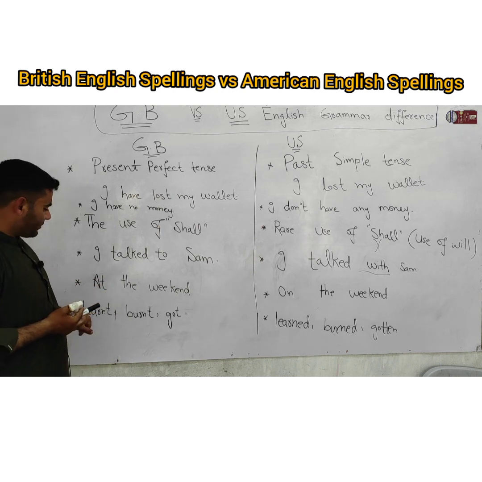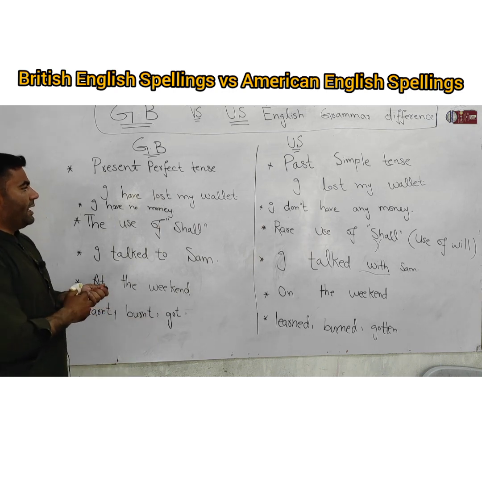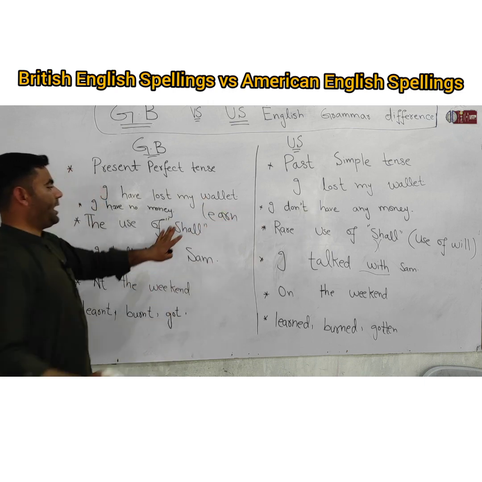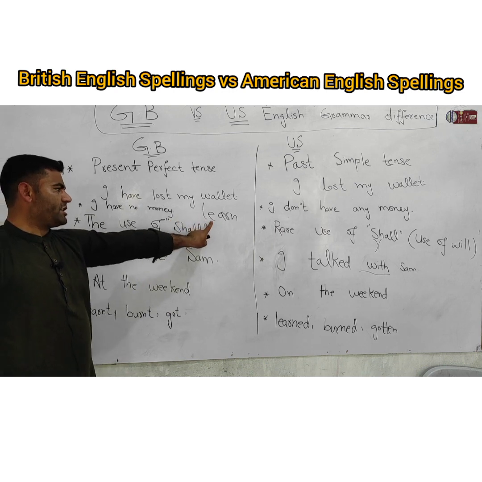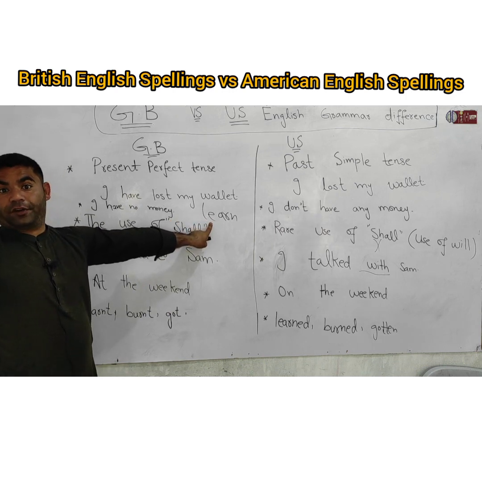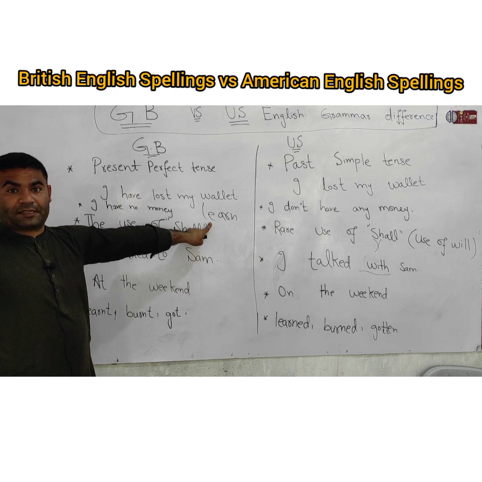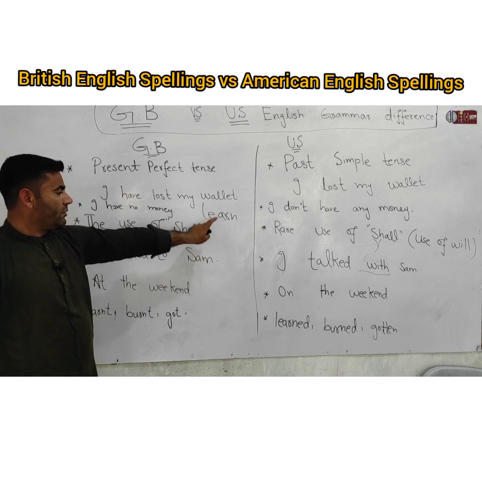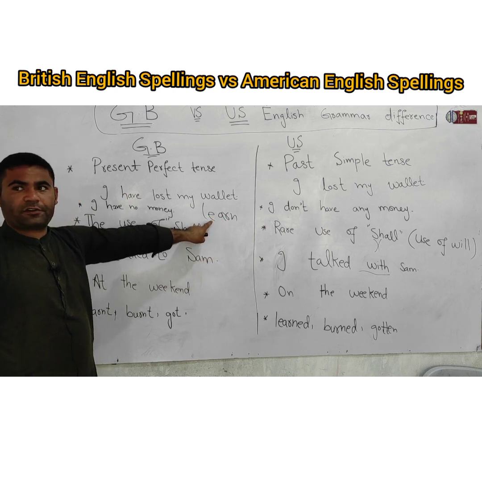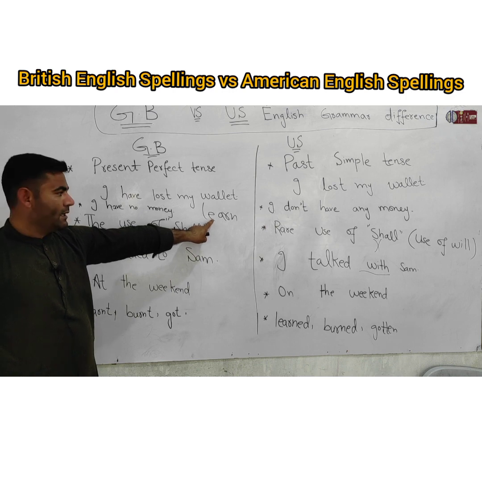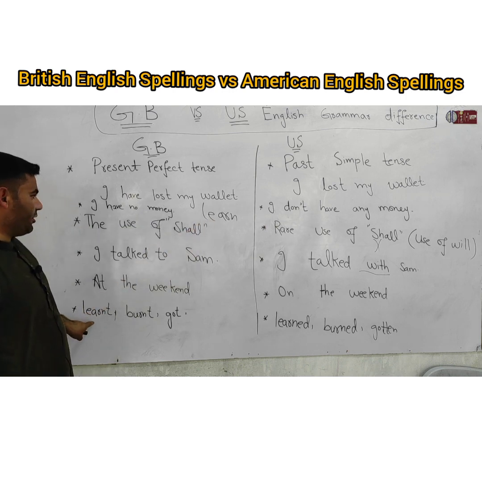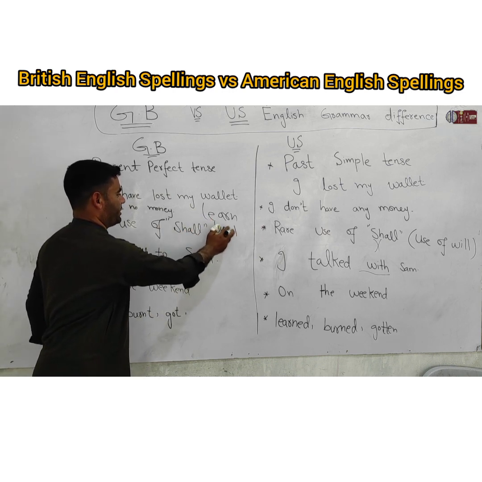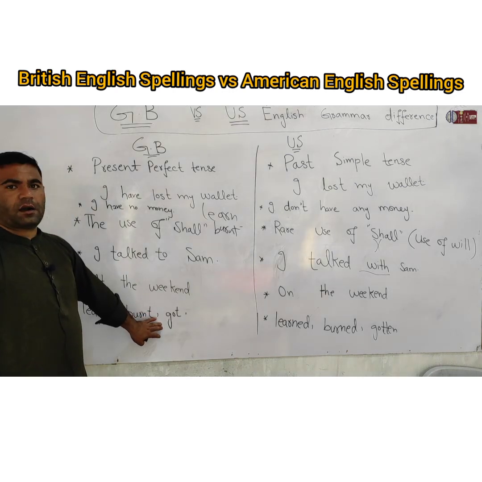Now, one thing, the second and third forms. For example, we have "learn." In British English, these are irregular verbs. Irregular means that their second and third forms don't end with "ed." In British English, their second and third forms end with "t." Like learn, learnt, learnt. Same with burn, burnt, burnt. Get, got, got.